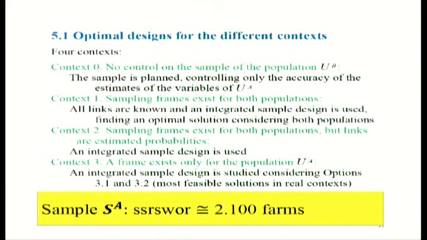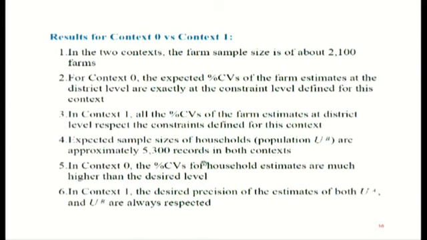First, we consider a context 0, no control on the second population, and the other contexts were described here. The main results of the context 0, not considering explicitly the second population, versus the context 1, show that the estimates on the second population may be very imprecise. The integrated approach on the sampling allocation enables to control the precision of the estimates for both populations, however paying some loss in precision for the estimates of the first population.